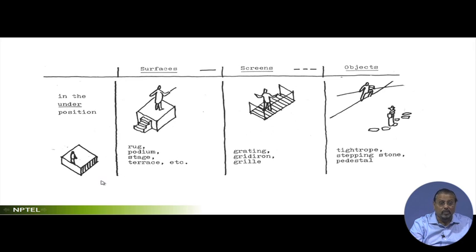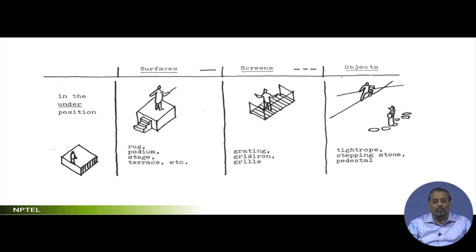So, the plane in the under position means whether you are standing on a podium, or on a higher podium, or on an elevated balcony or grills, or even walking on a tightrope. This is linear, this is spatial, this is spatial, this is spatial.